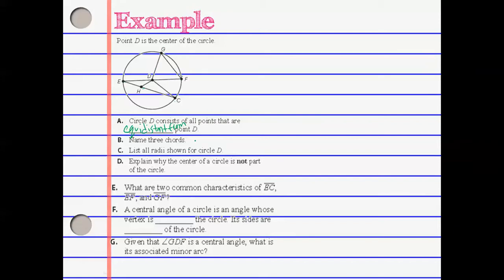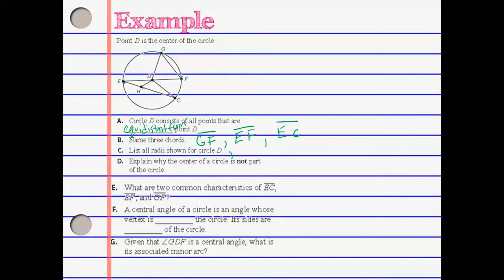Okay. Name three chords. Remember, chords are just lines that have their endpoints on the edge of the circle. So here we could say GF, right there, that would be a chord. We could say EF, because even though we know EF is a diameter because it goes through the middle right there, we could still call it a chord. And then we could say EC, that's a chord as well.